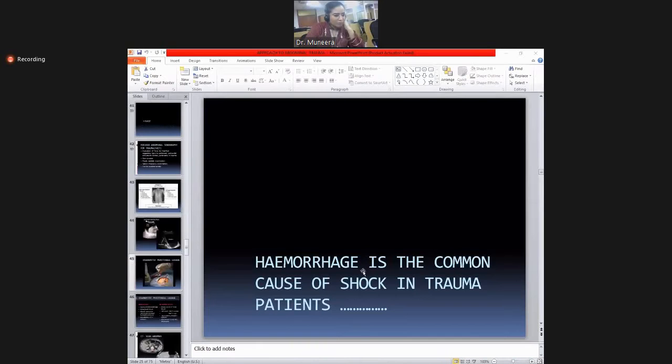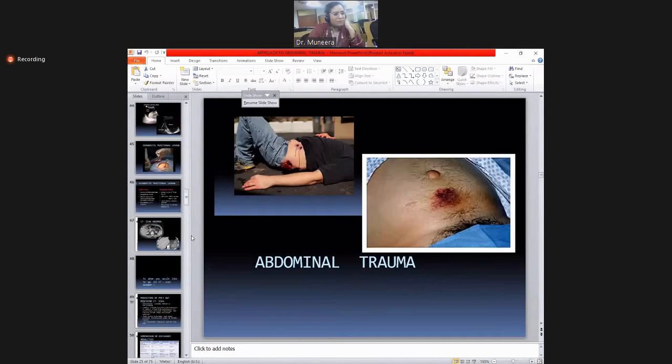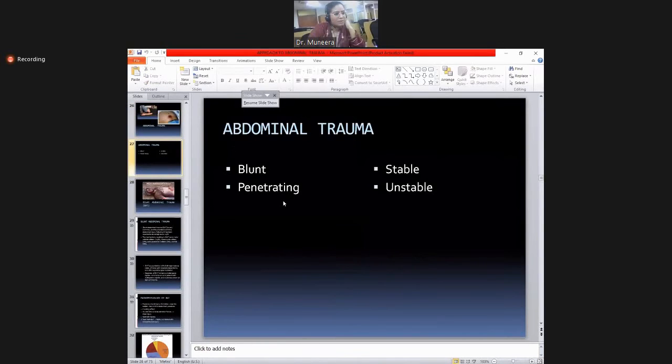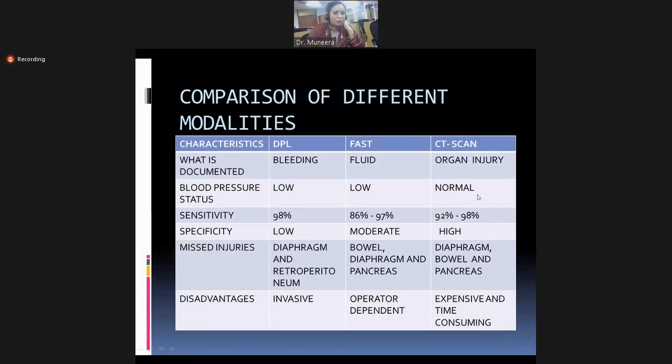So with reference to blood pressure status, mostly with low blood pressure we go for the DPL, and with low blood pressure we go for the FAST, but for CT scan we always go for normal blood pressure, unless it was normal initially but in between we start dropping. Constant low blood pressure is not the indicator to shift the patient to the CT scanner.